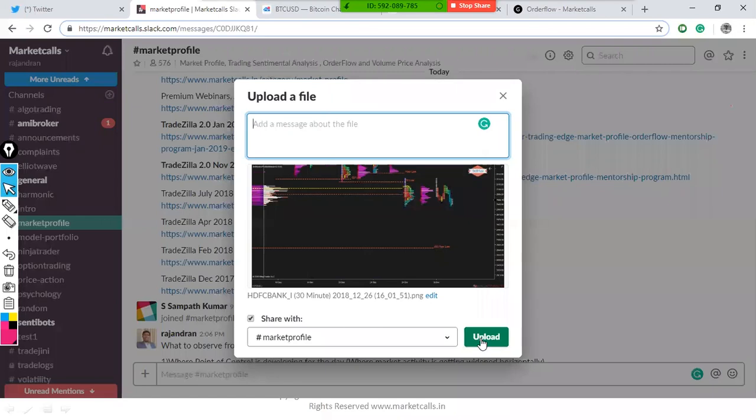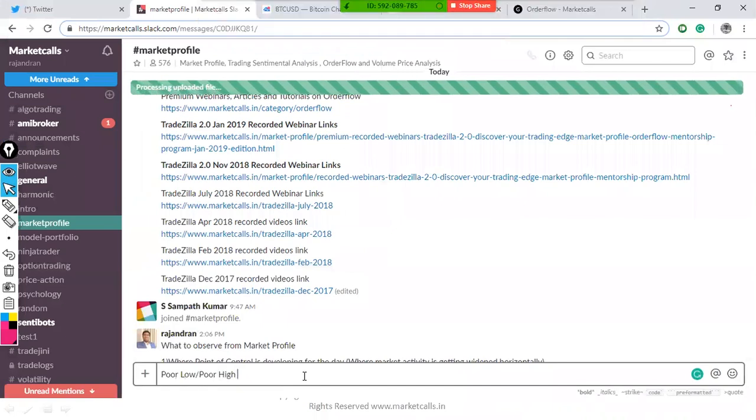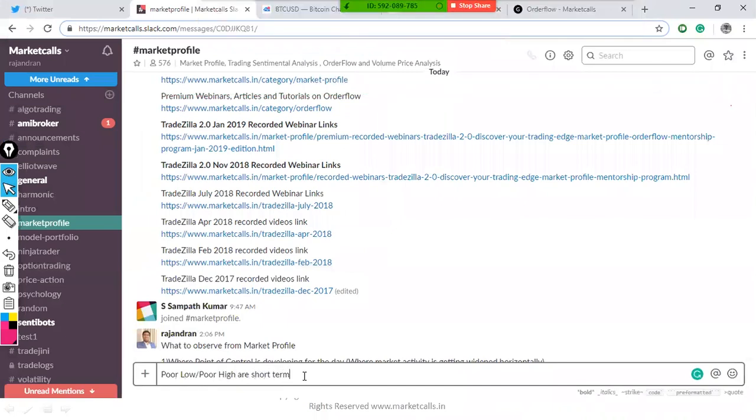Okay. So to summarize, poor low or poor high are short-term references. They're not intraday references. They are short-term references, and they indicate an incomplete auction.